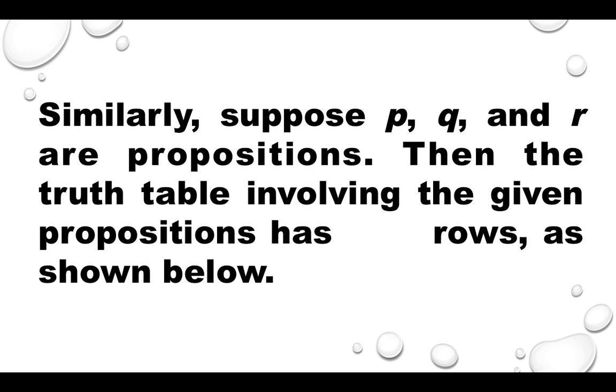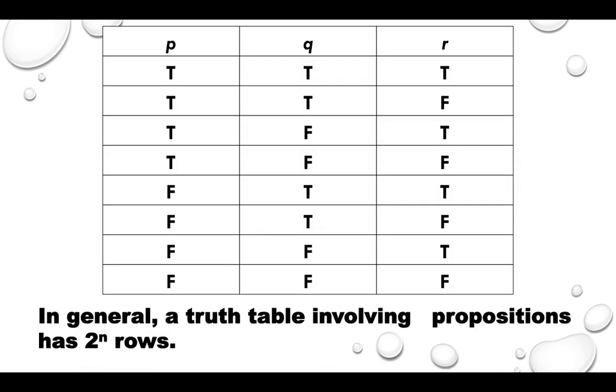Similarly, suppose P, Q, and R are propositions. Then the truth table involving the given propositions has rows as shown below. So we have this one. So we have 4 true and 4 false for the proposition P. For the Q, we have 2 by 2 and alternate for R. In general, a truth table involving n propositions has 2^n rows.